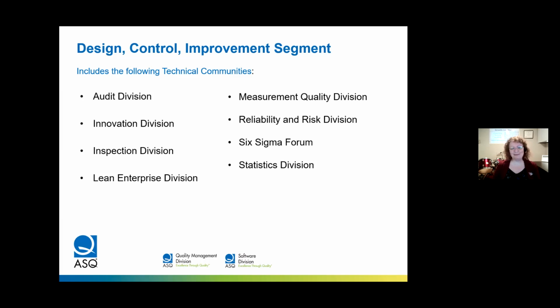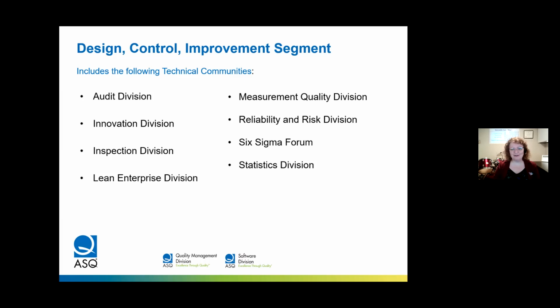The lean enterprise promotes lean principles and practices, including cost reduction, cycle time reduction, waste minimization, and value added strategies. We're always looking for ways to do things quicker, faster, better, cheaper. That might be something that's of interest to you. Check out the lean enterprise division. Measurement quality. These members apply the principles of quality and statistics to measurement related issues. That's what they're all about.